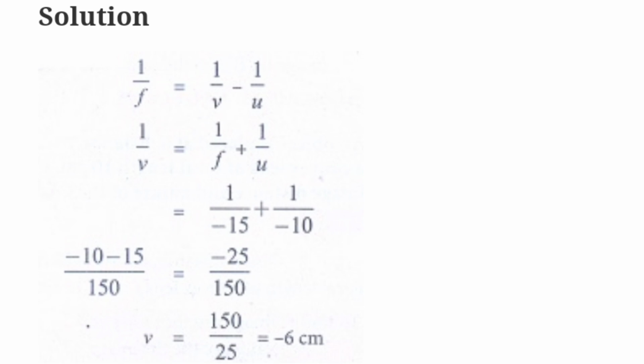Solution. 1 by f is equal to 1 by v minus 1 by u. Then 1 by v is equal to 1 by f plus 1 by u. Then it is equal to 1 by minus 15 plus 1 by minus 10. Minus 10 minus 15 by 150 is equal to minus 25 by 150. Then v is equal to 150 by 25 is equal to minus 6 cm.